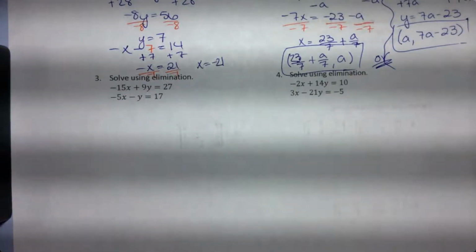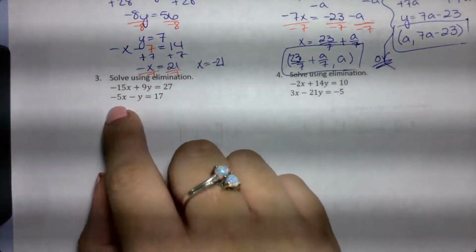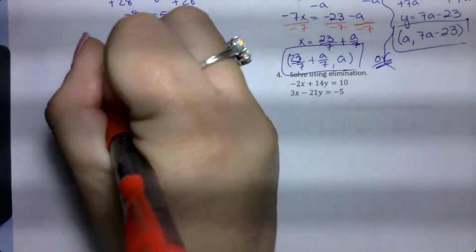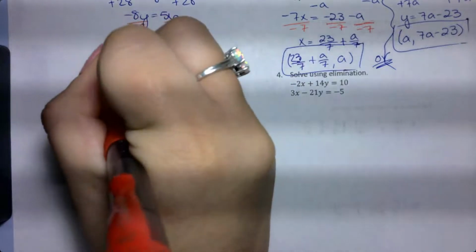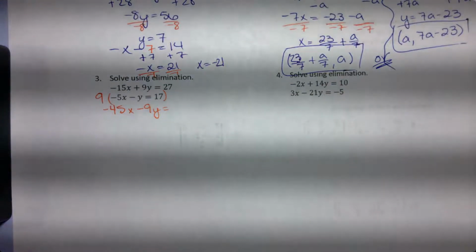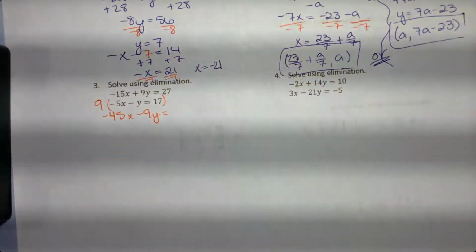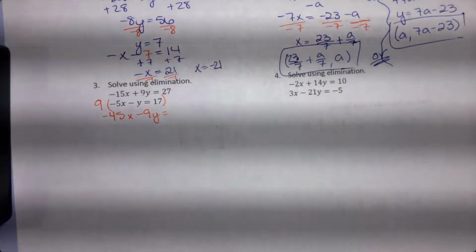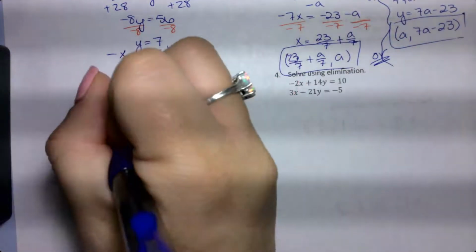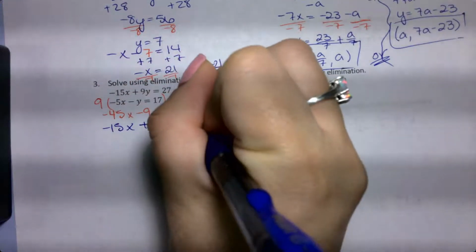Numbers 3 and 4 want me to solve using elimination. This is where I cancel out a term. Right now I don't have anything that will cancel out, but my y's are opposite signs, and this one has a coefficient of 1. I'm going to multiply it by 9. This gives me negative 45x minus 9y equals, 17 times 9, so let's check this out, 153. Then I'm just going to go ahead and rewrite that top equation so that it's right next to it. I'm going to add down.